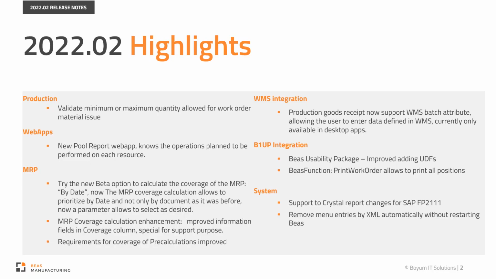These are the most important areas improved or added in this version. Let's see in detail. We improved the exceeding minimum maximum quantity allowed parameter in various functions, added a new web app Pull Report, enhanced MRP coverage calculation in several areas. We carried out a large-scale improvement in our B1UP integration, the Beas usability package, added a new WMS integration support, and general changes in the system.